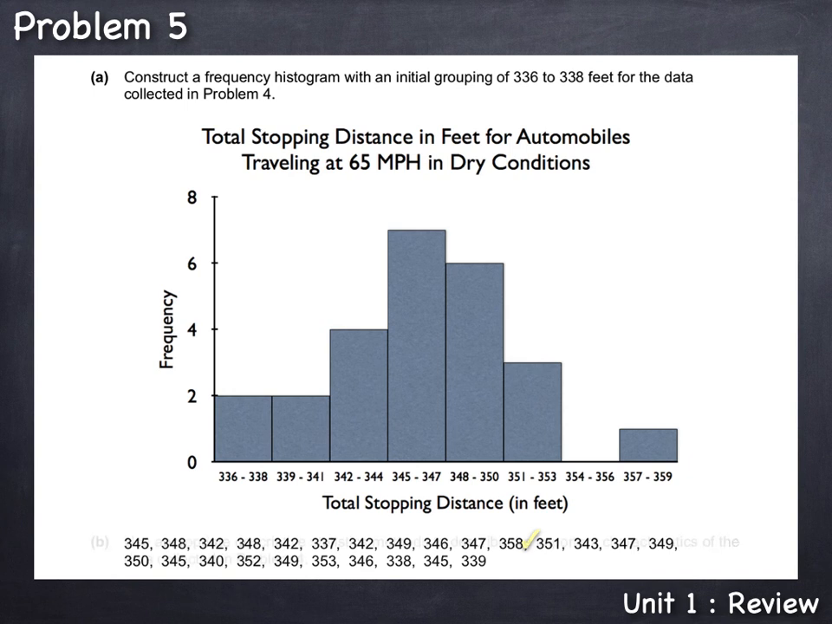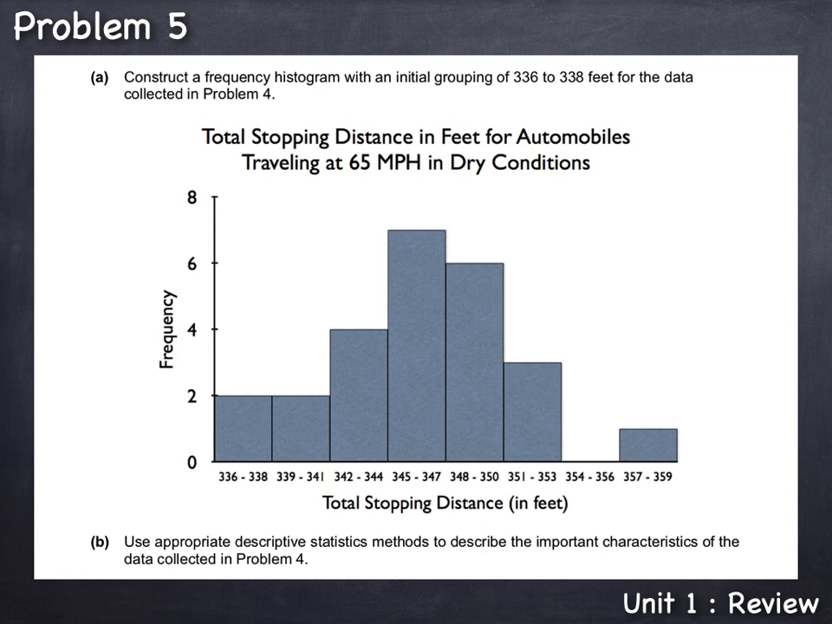So here we've completed our answer to part A. We have constructed a frequency histogram with an initial grouping of 336 to 338 feet for this data. We provided a title. We completely labeled the horizontal or data axis, and we completely labeled the vertical or statistic axis. We drew our bars in the histogram to a height corresponding to the frequency, and all the bars touching where we had data. Now we can answer part B.